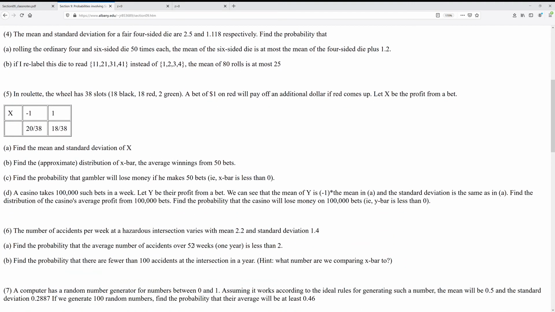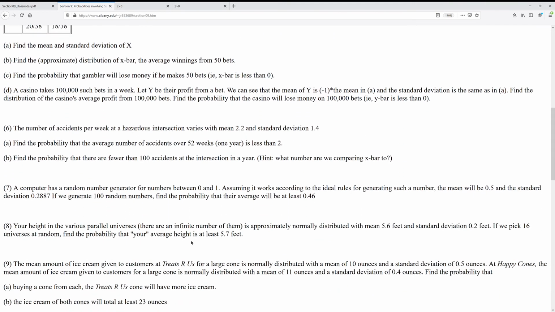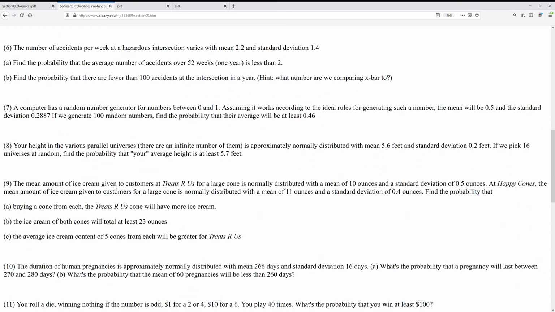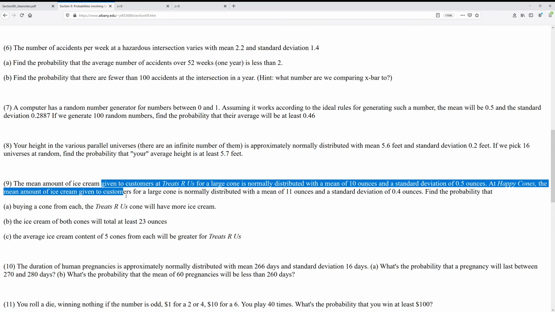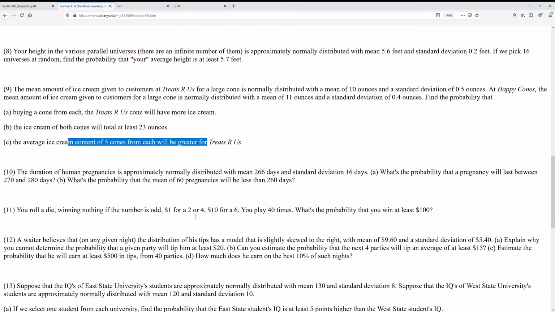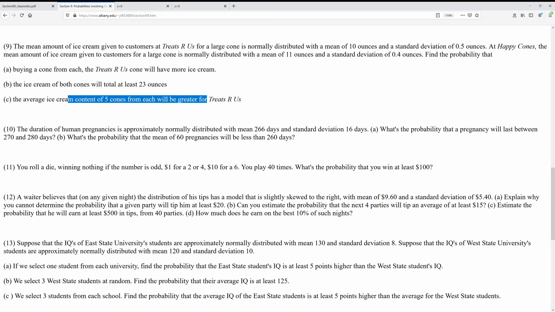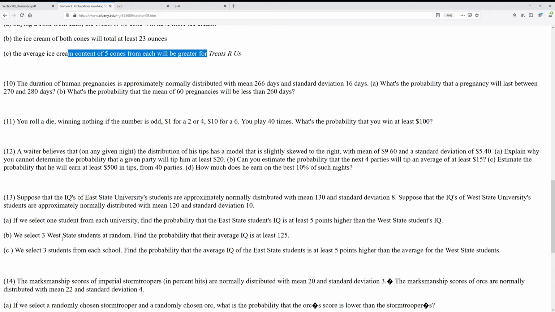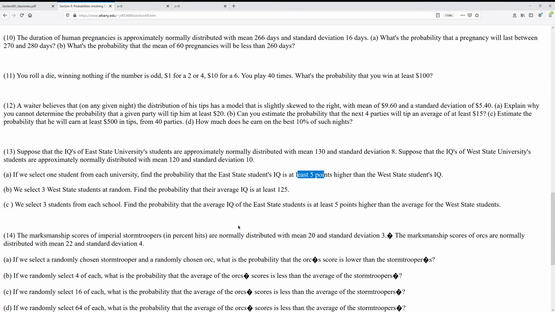What else? Some of the more basic ones are number 9, the ice cream cones. The average ice cream weight from the one store is more than the average ice cream. The average of 5 cones from the one is greater than the average of 5 cones from the other store. That's a pretty straightforward example of what we were just talking about. Number 13, the average IQ of 3 students from the one university is more than the average IQ from the other university, or in this case, at least 5 points higher. So that's a little bit more complicated because it's got the 5 instead of the 0 going on.